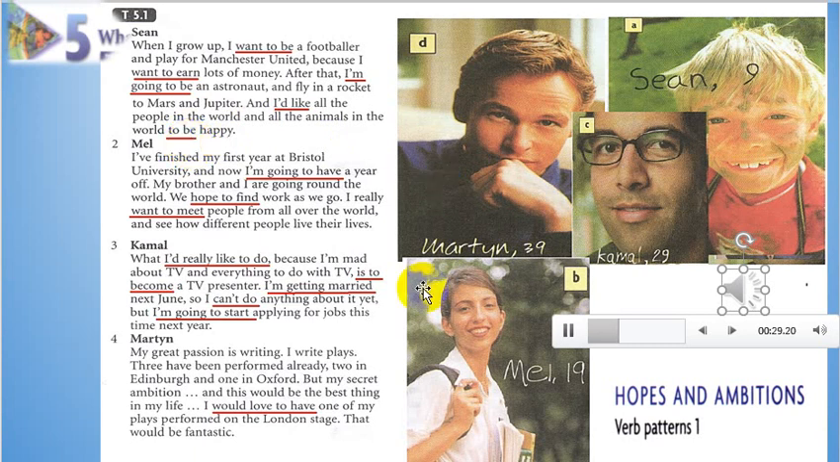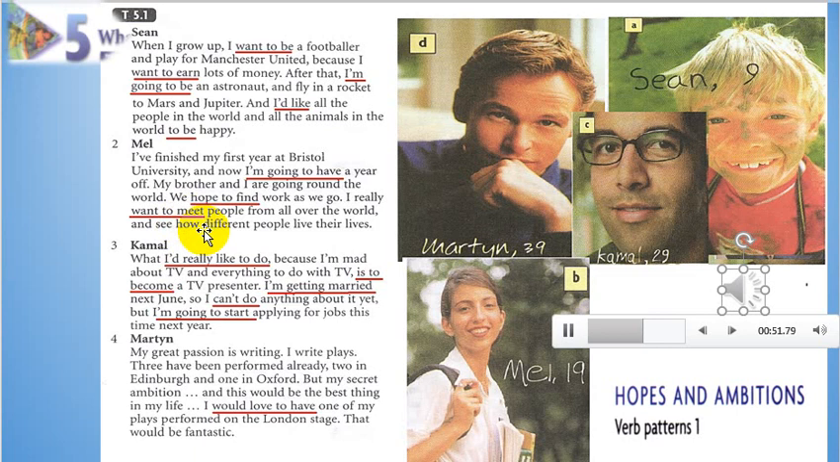Mel. I finished my first year at Bristol University and now I'm going to have a year off. My brother and I are going round the world. We hope to find work as we go. I really want to meet people from all over the world and see how different people live their lives.